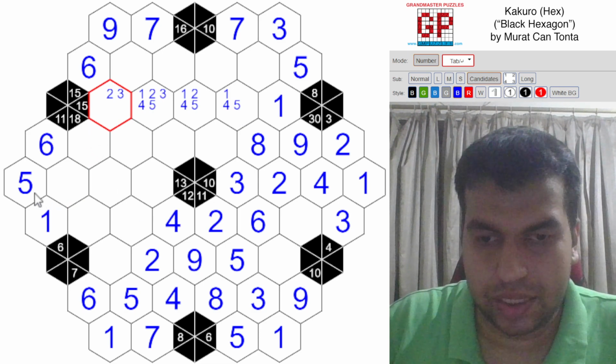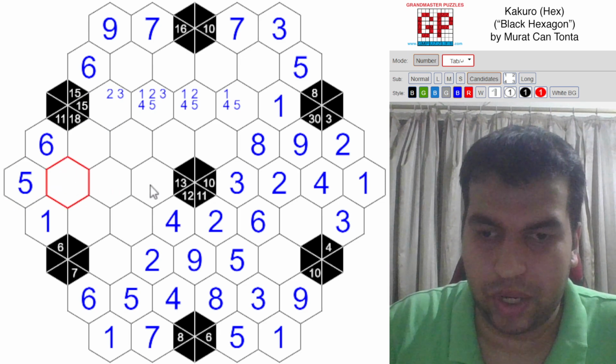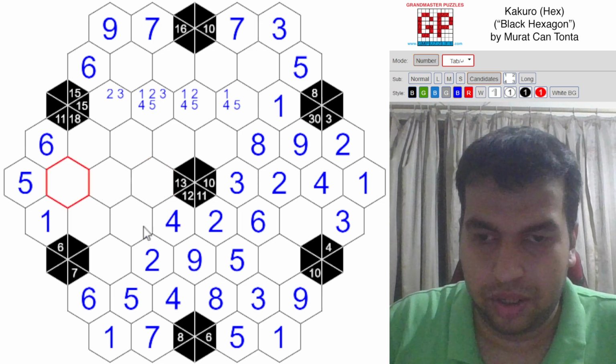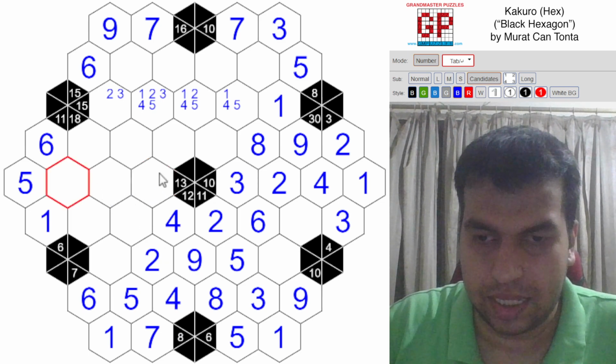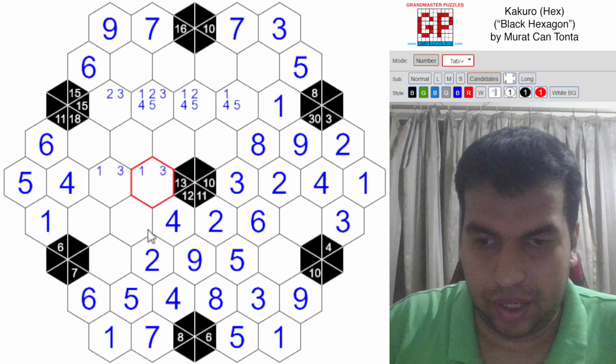Now the 13 is interesting because there's a 5 already. So the remaining has to sum to an 8, and it can't be 1, 2, and 5. So it's 1, 3, and 4, out of which the 4 looks at this and this set. So 4 comes here, and this is 1 or 3, and this is 1 or 3.